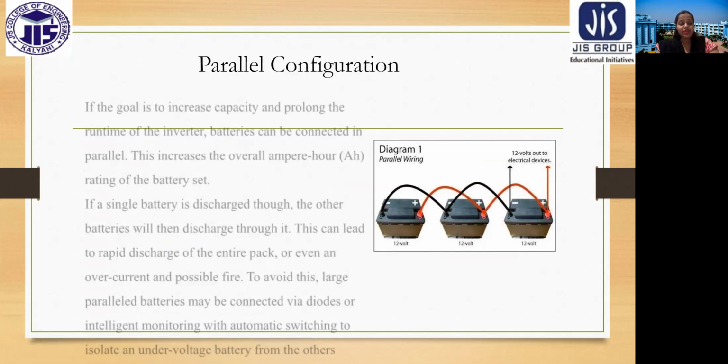If a single battery is discharged, the other batteries will then discharge through it. This can lead to rapid discharge of the entire pack or even an overcurrent and possible fire. To avoid these, large parallel batteries may be connected via diodes or intelligent monitoring with automatic switching to isolate an undervolted battery from the others.